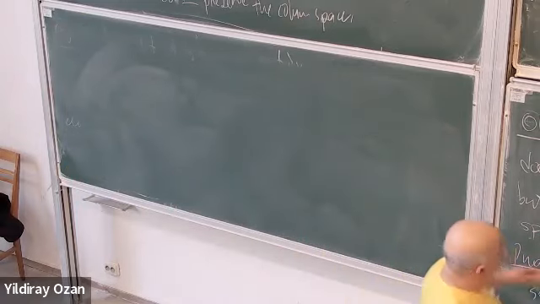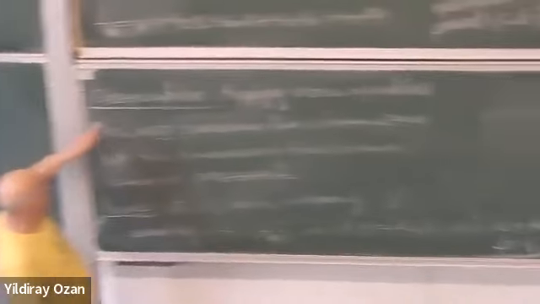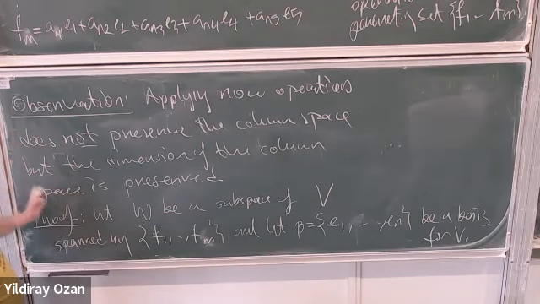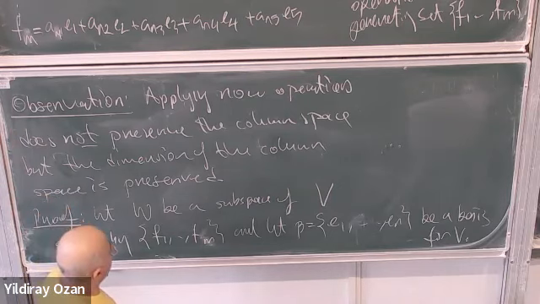We want to prove this. Applying row operations doesn't preserve the column space, but its dimension is preserved. Okay, now, applying row operations to column space. So, proof of the observation.